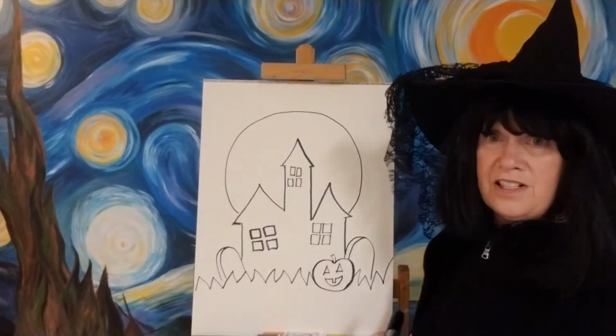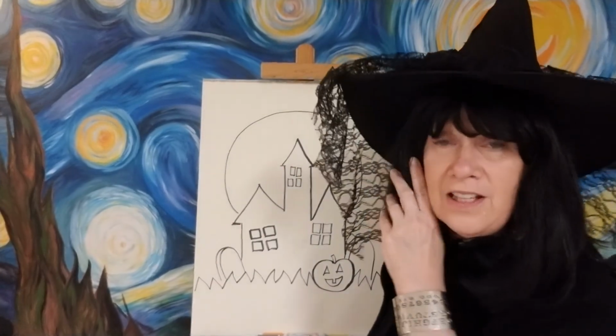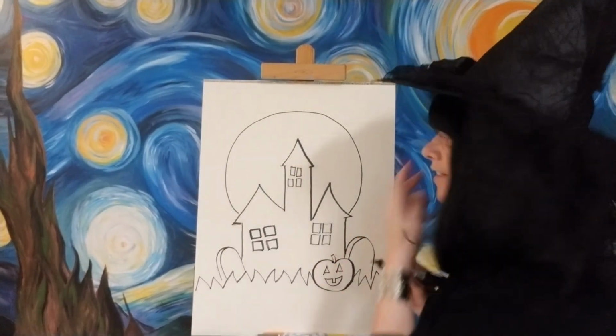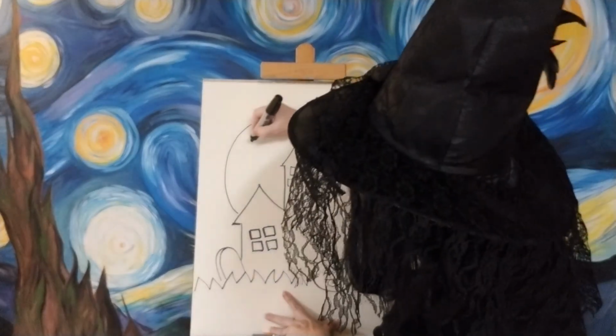And that is a pretty full moon behind that haunted house. One last thing before we're done. Let's put a bat. Now the bat is going to be kind of tiny, so you're going to have to make sure your eyes work really good today.